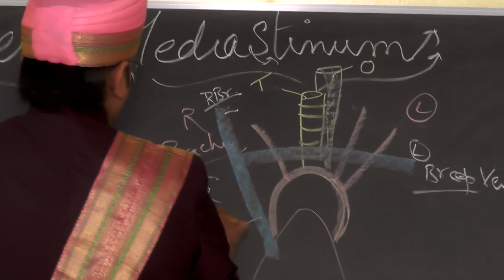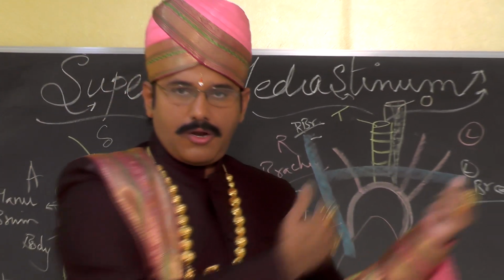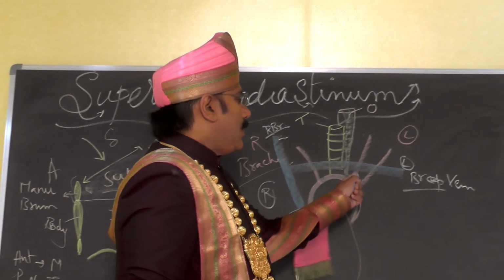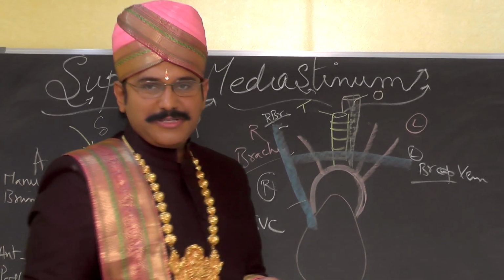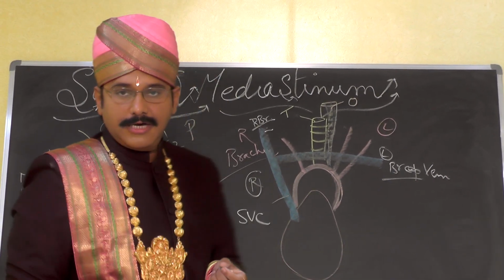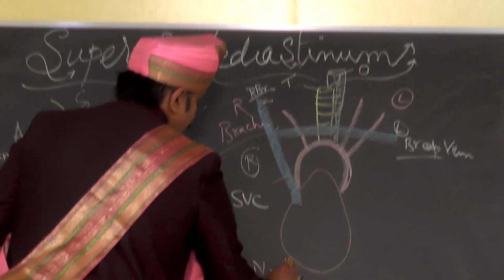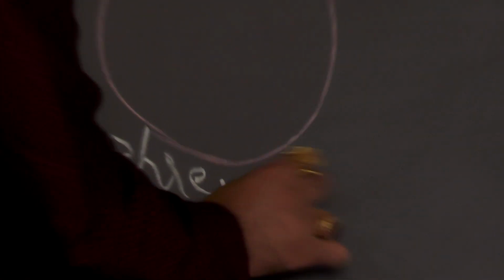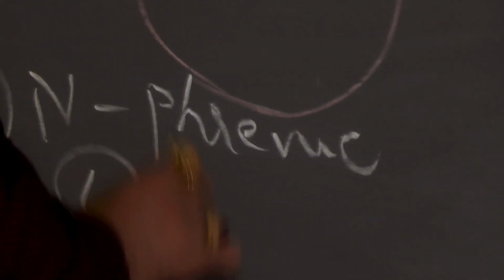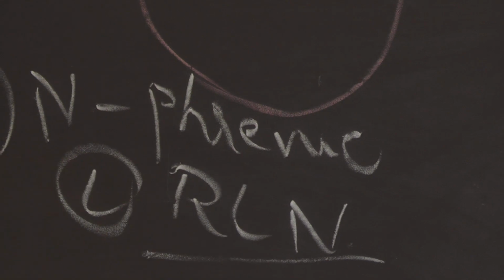We are talking about the right side of the superior mediastinum. On the left side of the superior mediastinum we have more arteries. Then coming to the nerves, what are they? One is the phrenic nerve, and the left recurrent laryngeal nerve.